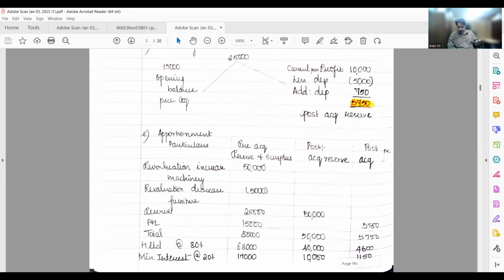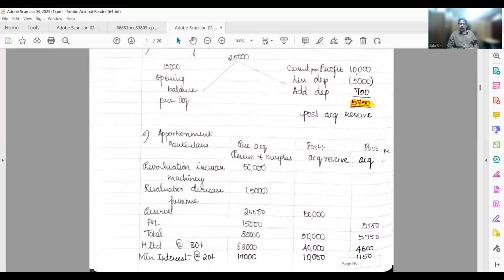Next. Revaluation decrease, furniture. Show in brackets 5,000 rupees. It's a loss. Next. Reserve. Under pre 25,000. Under post reserve column, how much? 50,000. Next. P&L: 15,000 under pre and 5,750 under post-acquisition P&L column. Then total: 85,000, 50,000, 5,750.